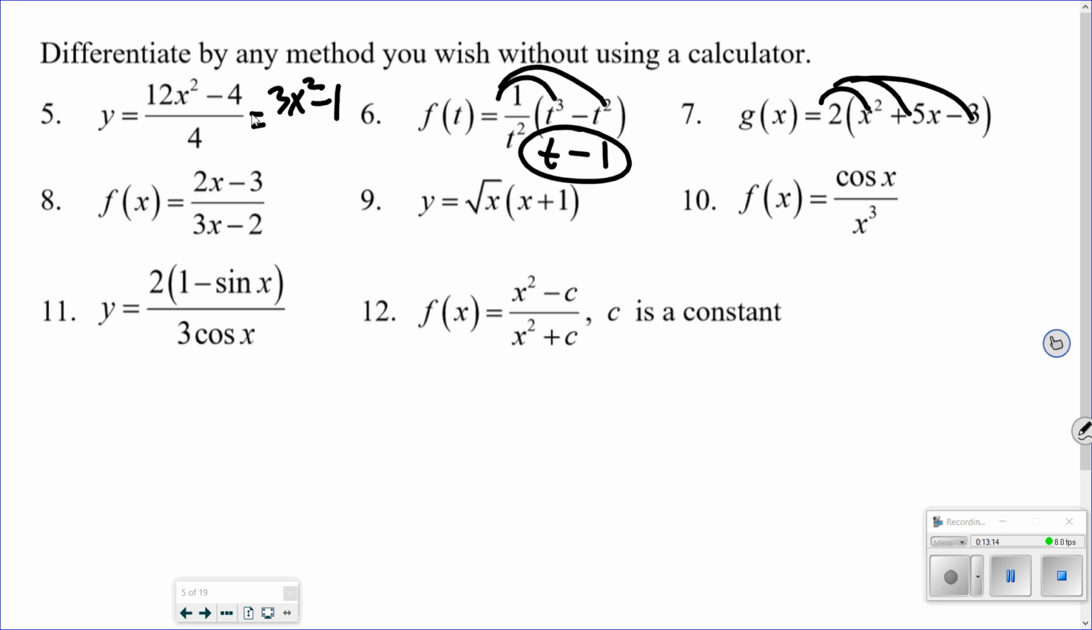Now when you get to number 8, there's no way to break this one apart. That doesn't work without doing long division, which is kind of messy. So on that one, I just do the quotient rule. Number 9, this is really easy to do if you multiply it out first. That's x to the 1/2 times x plus 1. You can just distribute, add those powers, distribute, and then take the derivative afterwards. On number 10, there is no way to simplify this. You've got to use the quotient rule. I cannot simplify cosine of x over x cubed. Number 11, I would just times through by 2. And then I don't think there's any way to simplify the quotient. So you'll have to do the quotient rule after that.